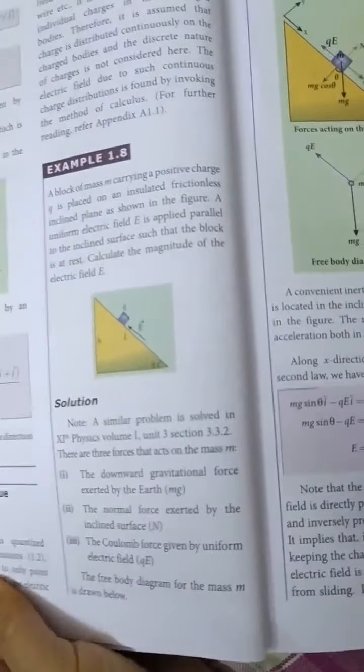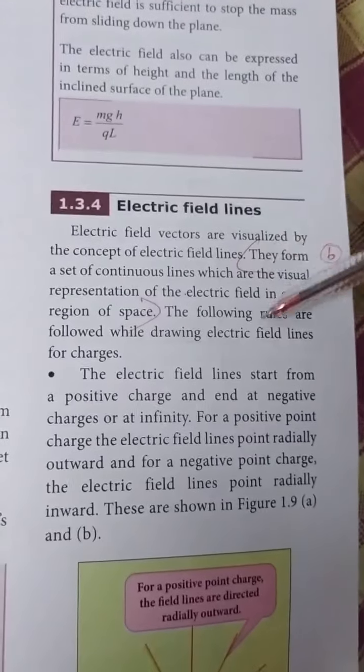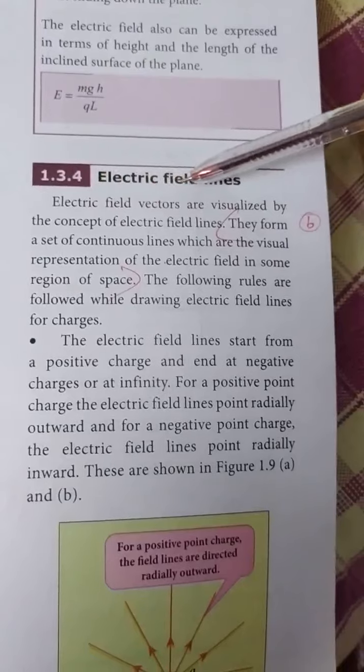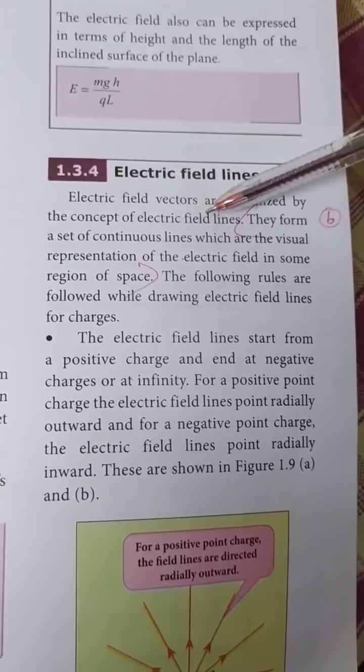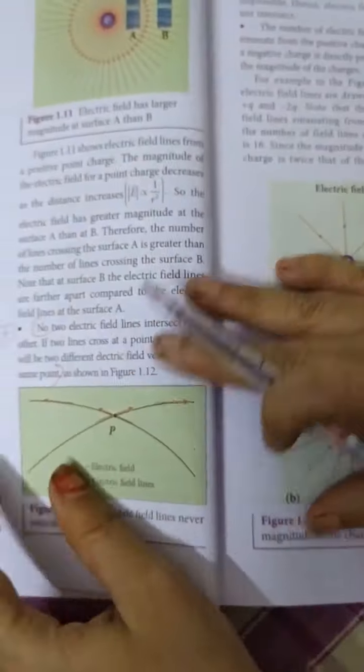And next, electric field lines. This is the definition for electric field lines, and these electric field vectors are visualized by the concept of electric field lines, and you have to write about electric field lines in this.